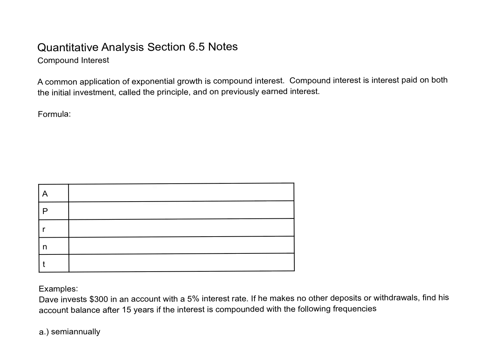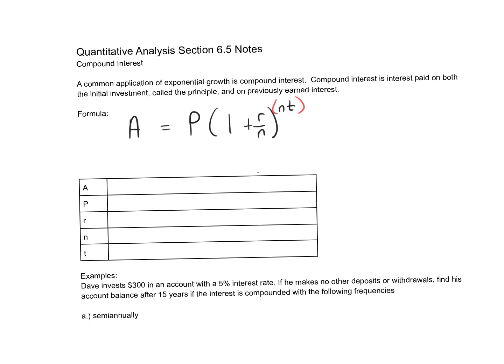Compound interest can be simply found by this formula: A equals P times (1 plus R over N) to the NT. Making sure we remember that both of those things, N and T, are in the exponent. That will become an issue when you start putting them in the calculator. There are 5 variables, so we'd like to know what those variables stand for.